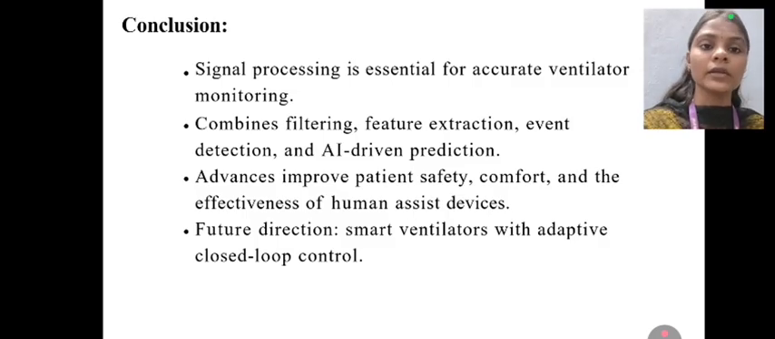So overall conclusion: signal processing is essential for accurate ventilator monitoring systems, and advancement in this area improves patient safety, comfort, and the effectiveness of human assistive devices. In future directions, smart ventilators with adaptive closed loop controls may arrive.